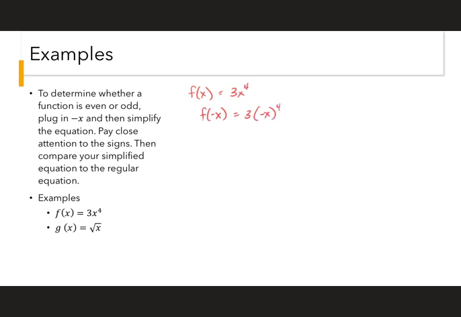Now again, exponent rules are going to come back and haunt you. The negative x is inside the parentheses. The 4th is outside the parentheses. So I'm going to take negative x times negative x times negative x times negative x, which is going to give me positive x to the 4th. Now, because these 2 things are exactly the same, that means that they are even. If I get the same answer when I plug in negative x, it's an even function.